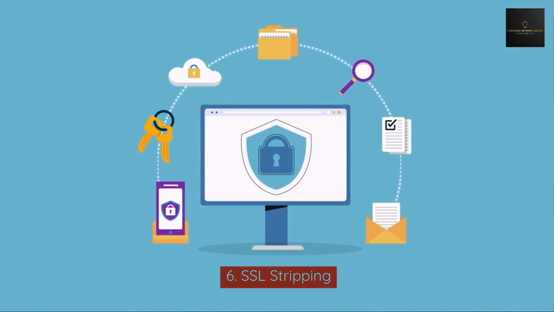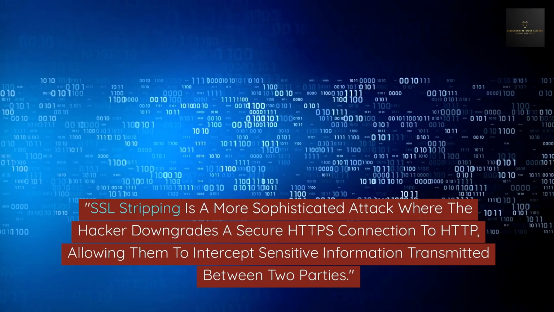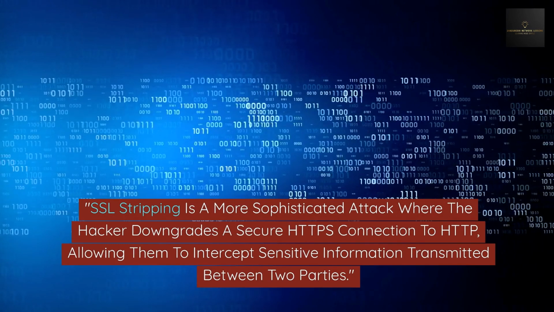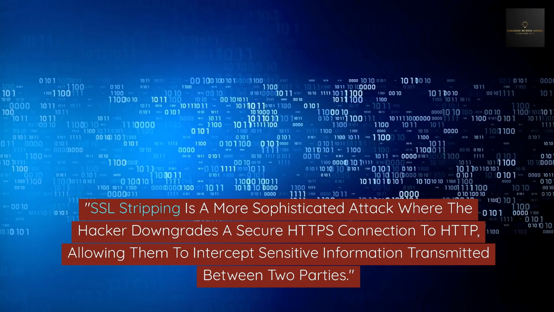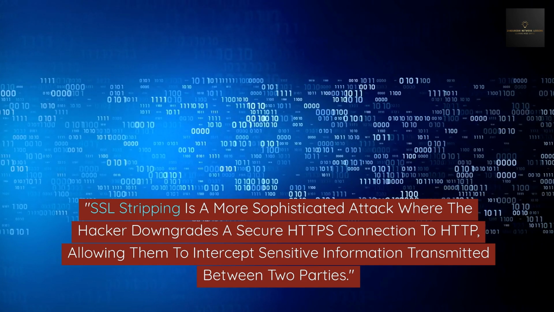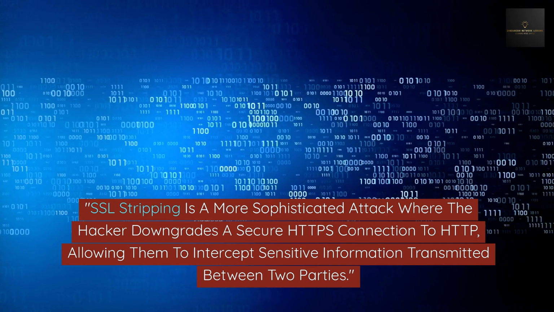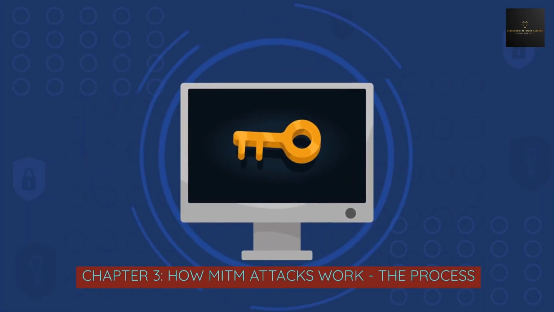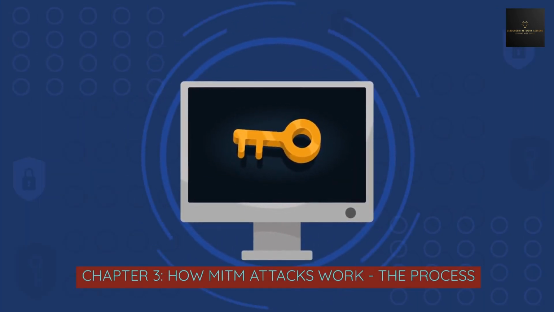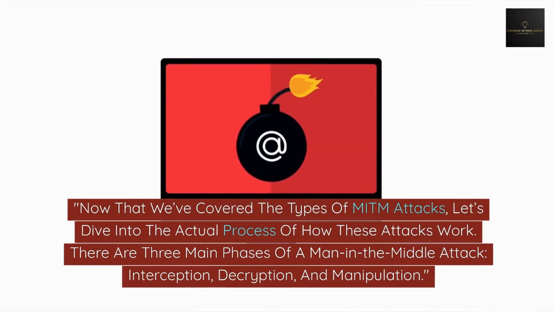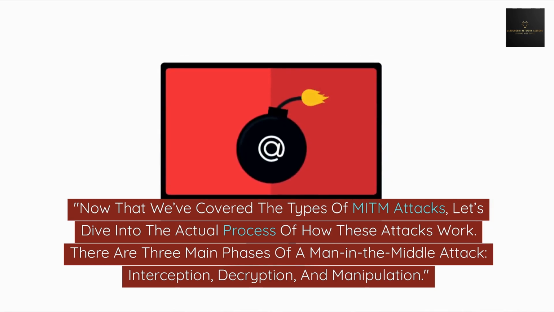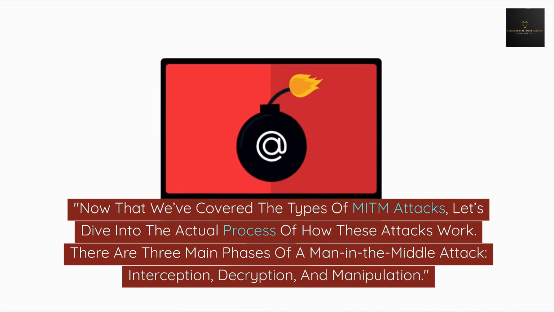6. SSL stripping. SSL stripping is a more sophisticated attack where the hacker downgrades a secure HTTPS connection to HTTP, allowing them to intercept sensitive information transmitted between two parties. Chapter 3. How MITM attacks work. The process. Now that we've covered the types of MITM attacks, let's dive into the actual process of how these attacks work. There are 3 main phases of a man-in-the-middle attack: interception, decryption, and manipulation.